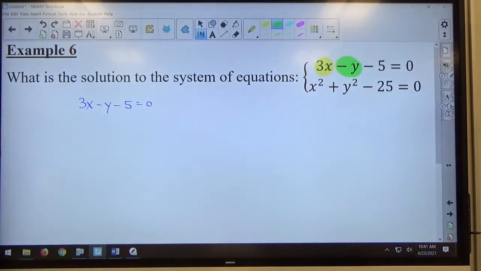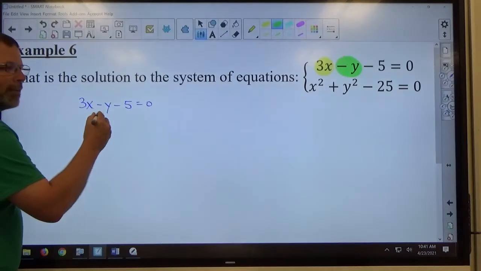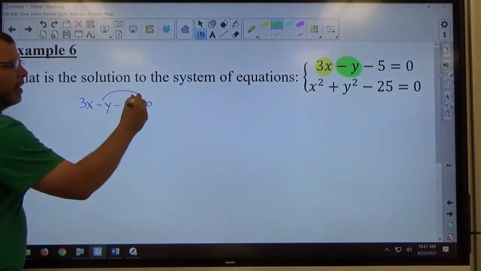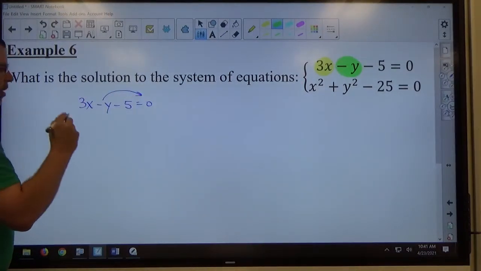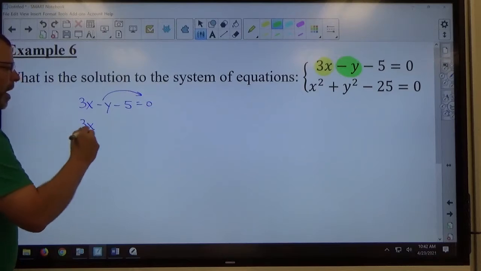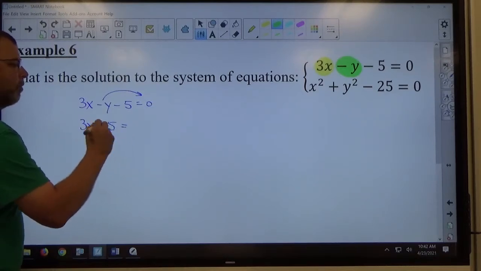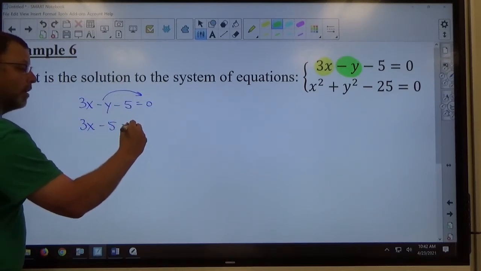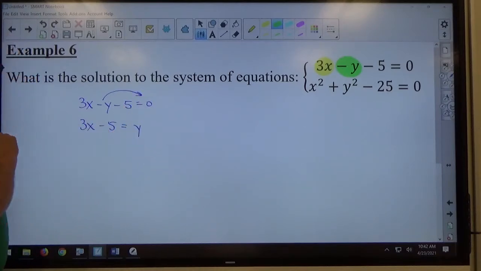Now for me personally, if the x or y is negative like this, I'm going to move it to the other side. So 3x isn't moving, it stays positive. 5 isn't moving, it stays negative. Y does move, it becomes positive. And 0 plus y is y. And just like that, it says y equals something, right? That's my first step in a problem like this, a linear quadratic equation. I want to get either x equals or y equals the other thing. So y equals the other thing.